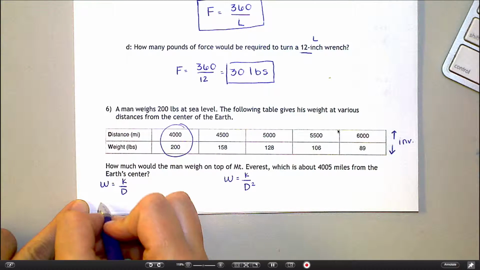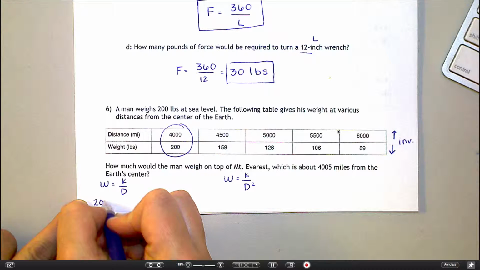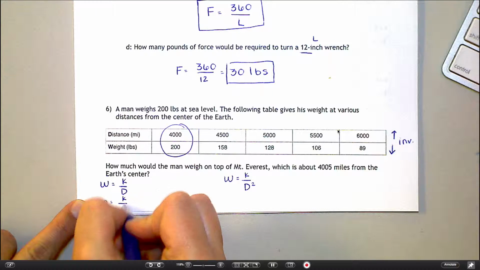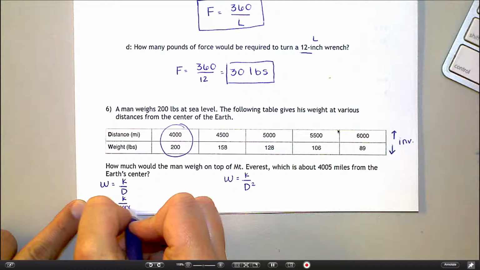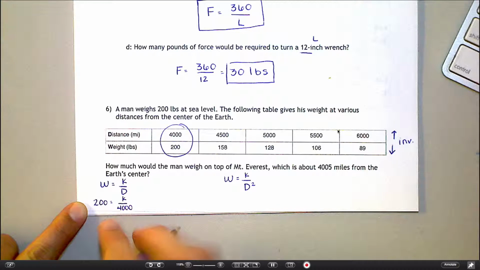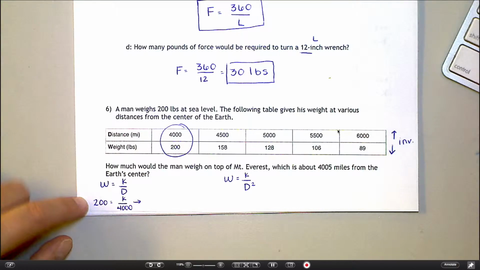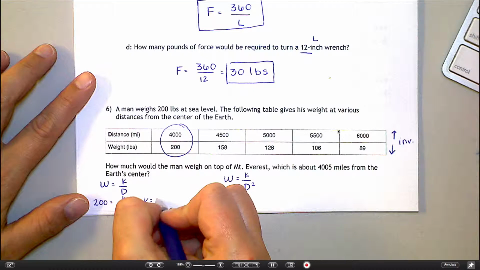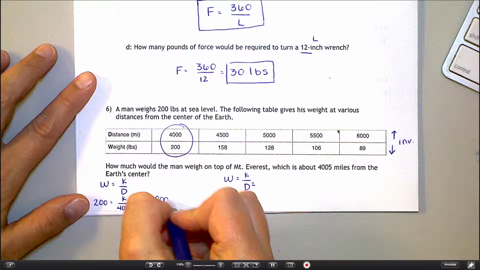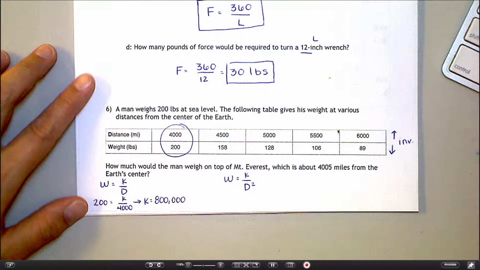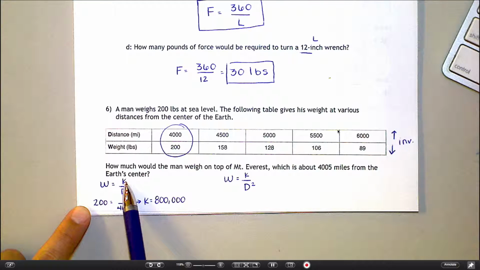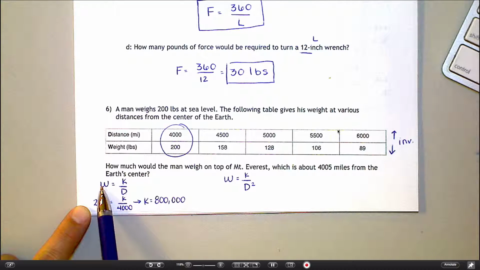So I'm going to say 200 equals K divided by 4,000. Okay? To solve for my K value, I'd multiply by 4,000 on each side. Just want to make sure I don't screw up my zeros here. And I get a K value of 800,000. That means that I should be able to do 800,000 divided by D and get W for all of these other data points. Okay, so that's what I'm going to do.